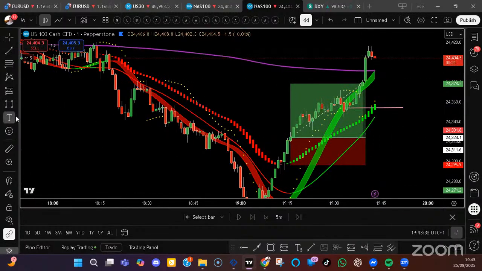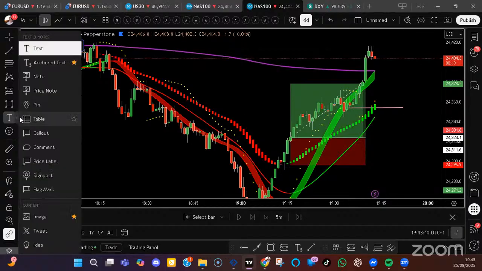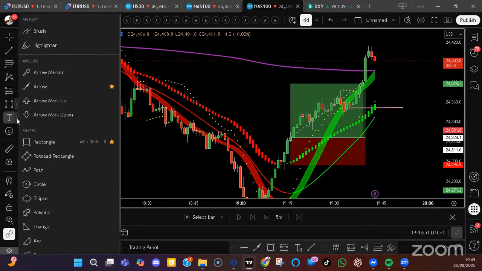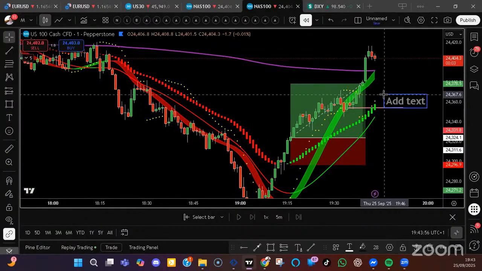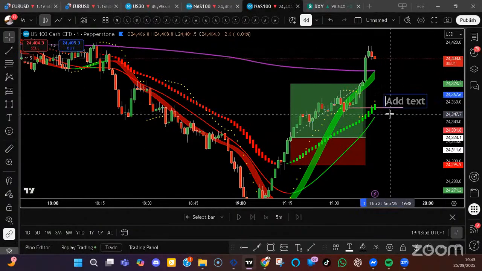So I write the text in. Where's the text thing? Text, yeah. Take profit, TP, 1%. It was a little bit more, but we're not splitting hairs. 1%.